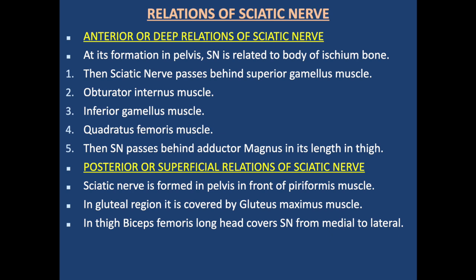Posterior or superficial relations of the sciatic nerve are: in the pelvis, sciatic nerve is formed in front of piriformis muscle. So the piriformis is posterior to the nerve at the start of its formation. In gluteal region, sciatic nerve is covered by gluteus maximus muscle only. In the thigh, it is crossed over by the long head of biceps femoris muscle.